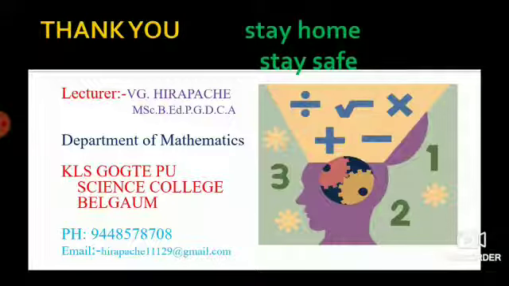Before I conclude my lecture, my dear students, I would like to suggest that you practice these solved examples so that you will be perfect in getting accuracy.